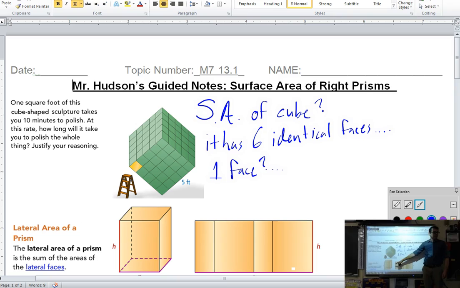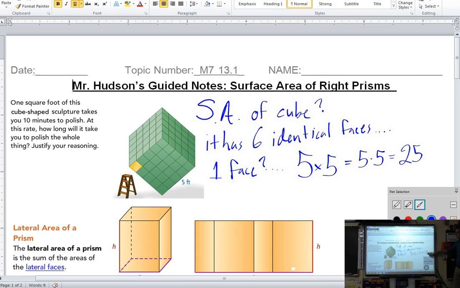What do I know about the one face of this up here? It's 5 by 5. This would be written like this, and this is why I hate that we can't use the x for multiplication anymore. When you're talking about dimensions, we use the x to mean by. We've got length by width by height. That just tells me multiply. So that tells me that one face is 25 feet squared, 5 feet by 5 feet. If I count these little squares, I will have 25 little squares.